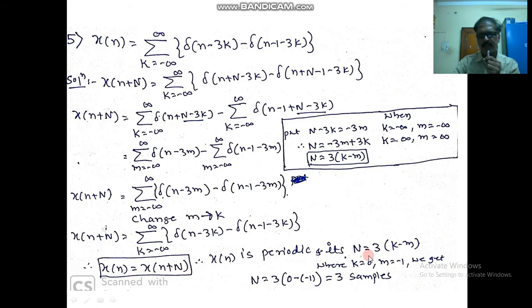And its fundamental period capital N equals, already calculated here, 3 of k minus m. Here the question is, what are the values of k and m? You have to substitute the values of k and m such that you get the minimum value of capital N, but N should not be equal to 0. Therefore here I substituted k equal to 0, m equals minus 1. So we get N equals 3 of 0 minus of minus 1, which equals 3.